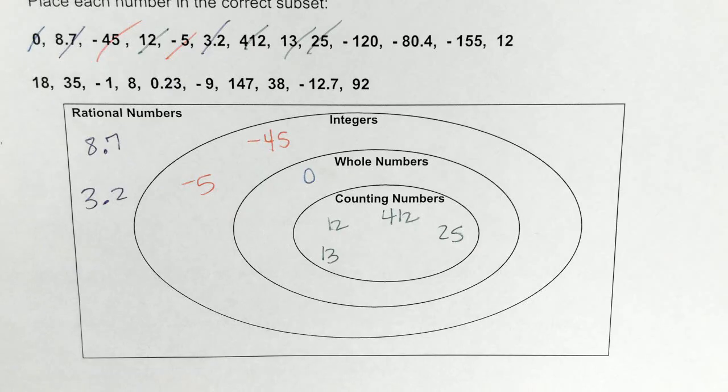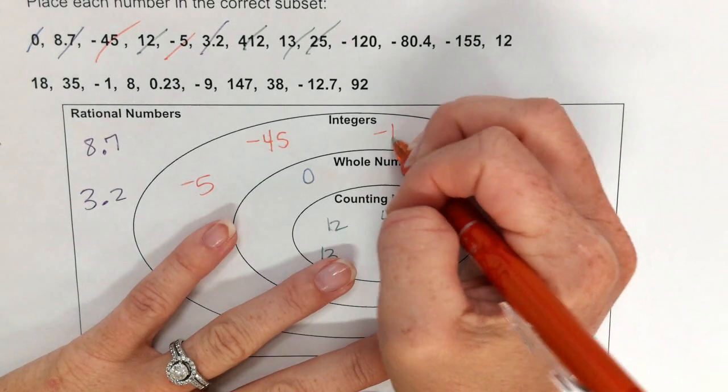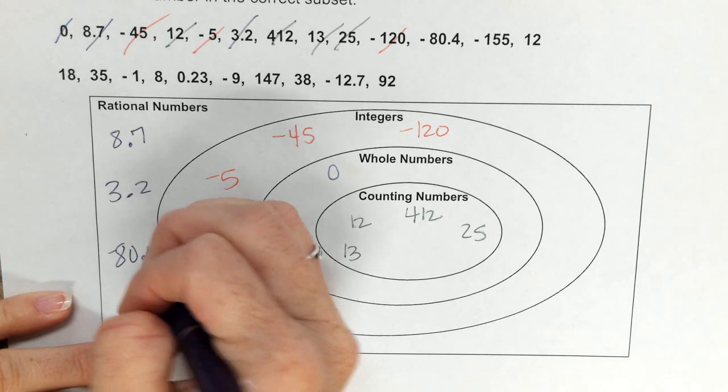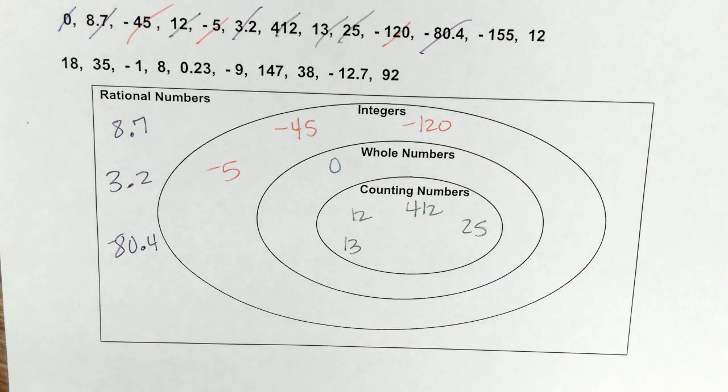Negative 120. Integers. Okay, this is a trick question. Negative 80.4. Rational. And every year I have students say it's an integer because it has a negative. What are they doing? Integers cannot have decimals or fractions. So it is just rational. Do y'all understand that though? Yes. Do not think because something has a negative sign that it's an integer. That's very, very wrong. Okay? It cannot have a decimal or fraction.